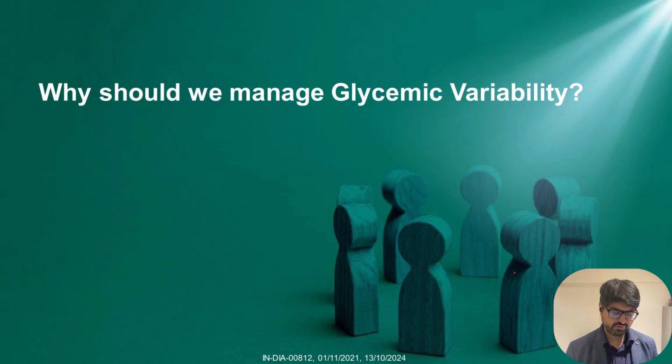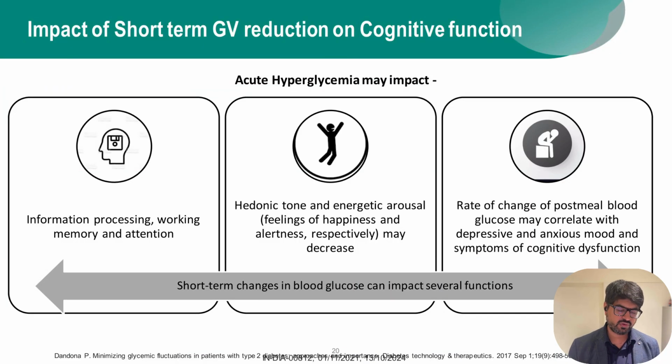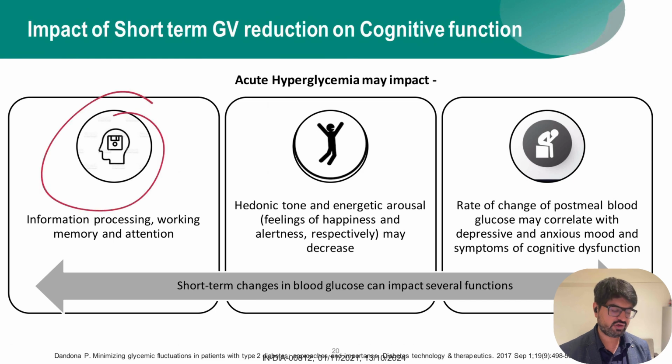Right, so how do you manage and how do you assess glycemic variability? Now, what is the impact of glycemic variability on various aspects? First of all, it can impact cognitive function. Especially recurrent hypoglycemia, or when the blood sugars are fluctuating, can lead to cognitive impairment. You would have seen patients behaving abnormally when they are hypoglycemic. It could lead to changes in hedonic tone and energetic arousal.